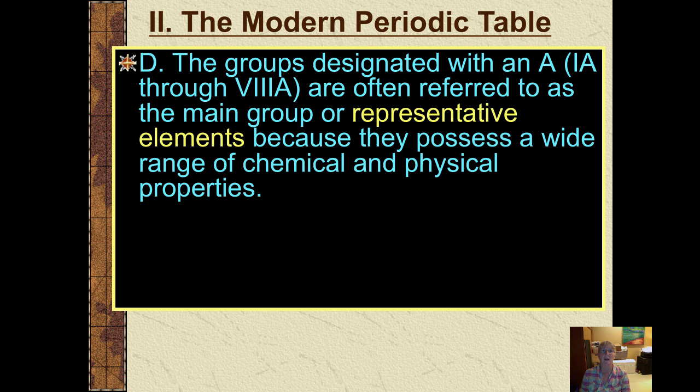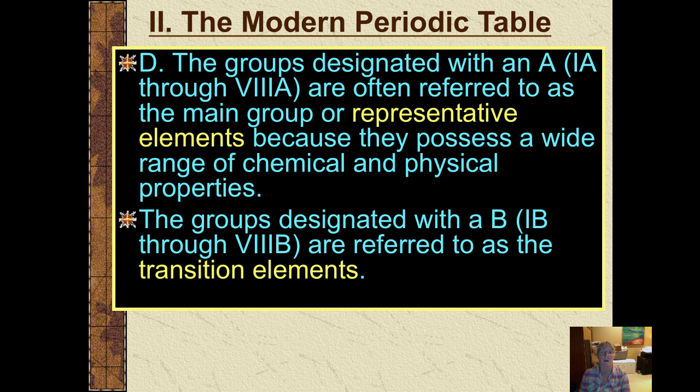Now, the groups often have an A after the designation, and those are referred to as the main group or representative elements because they possess a wide range of chemical and physical properties. We are going to often skip the transition elements, which have the Roman numeral followed by a letter B, because they don't as perfectly show the periodicity trends that we're going to discuss.